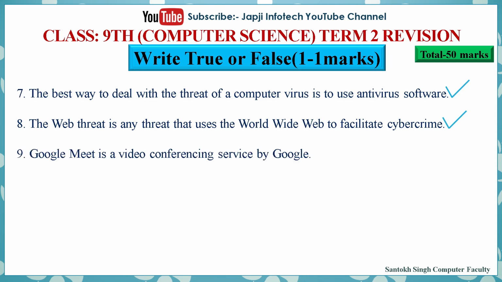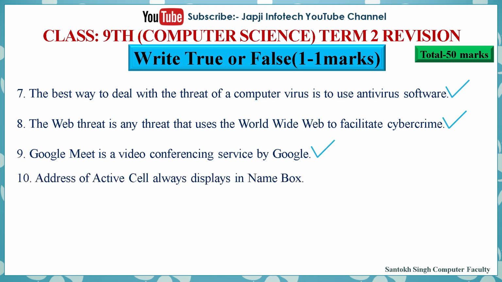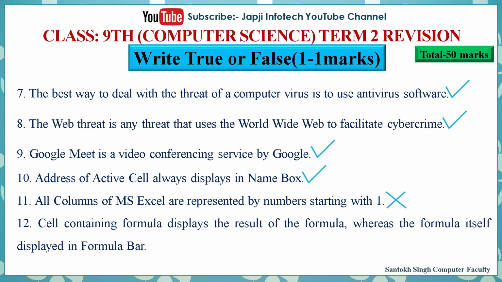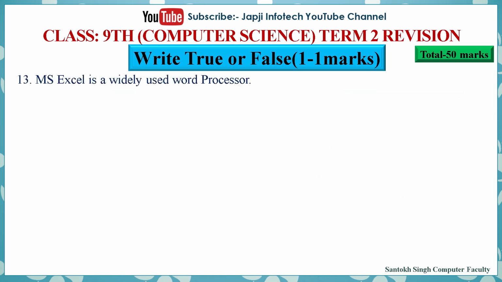Eighth one is the web threat is any threat that uses the World Wide Web to facilitate cybercrime. Right. Ninth one is Google Meet is a video conferencing services by Google. Right. Tenth one is address of active cell always display in name box. Right. 11th one is all columns of MS Excel are represented by number starting with 1. Wrong. 12th one is cell containing formula display the result of the formula, whereas the formula itself displayed in formula bar. Right.